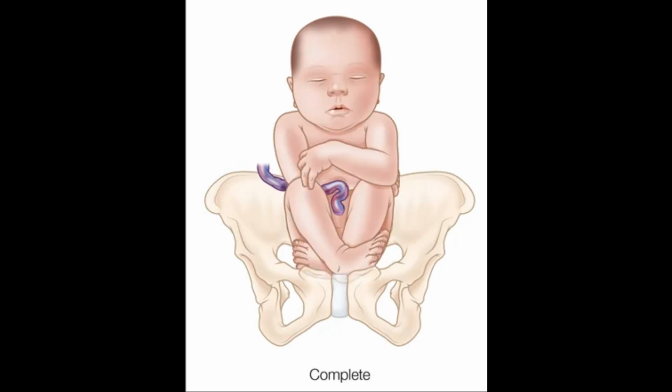Complete breech. It occurs in 10% of cases. Here, the thighs are flexed at the hips and the legs are flexed at the knees. The presenting part consists of two buttocks, external genitalia and the feet. It is more common in multipara.